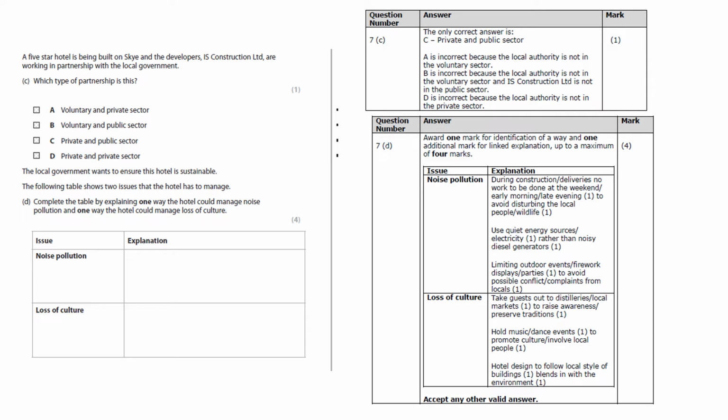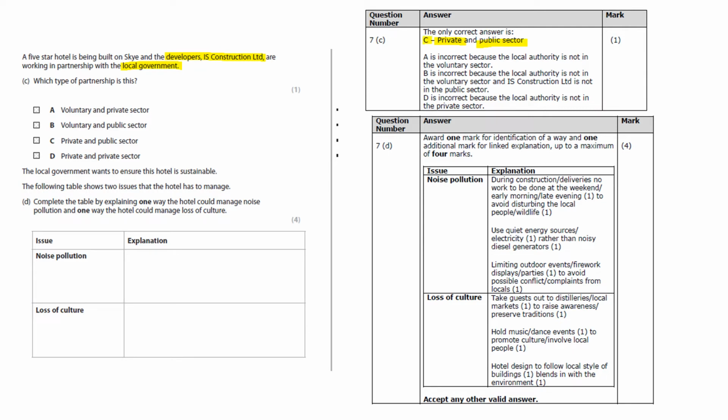Now, coming on to question 7C, this is about partnerships. Something we weren't brilliant at, so it might well be something we need to revise. If we have a look, again, read the information, get your highlighter out. It's being built between the developers, and they are working in partnership with the local government. Well, the developers are private, that means just a normal company that wants to earn money, and the government is the public sector. So we can see the answer to that is C.